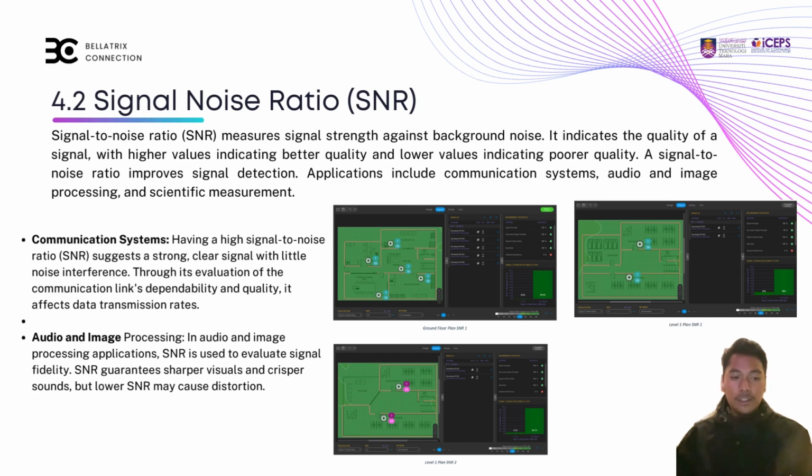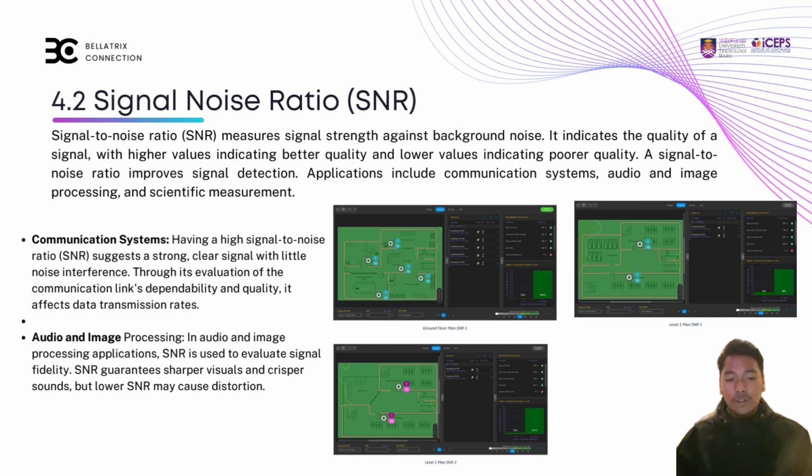The first point is the communication system. A high signal to noise ratio in wireless communication systems suggests a strong, clear signal with little noise interference. It affects data transmit rate and mistake rate by evaluating the communication link dependability and quality. Next, audio and image processing.